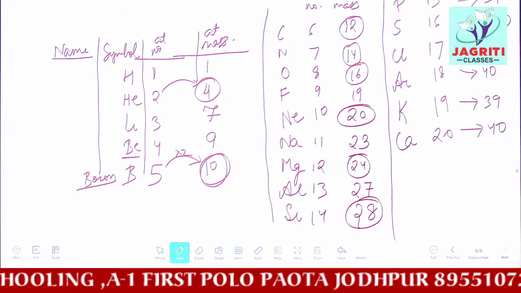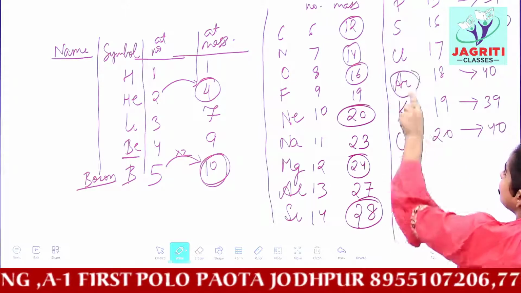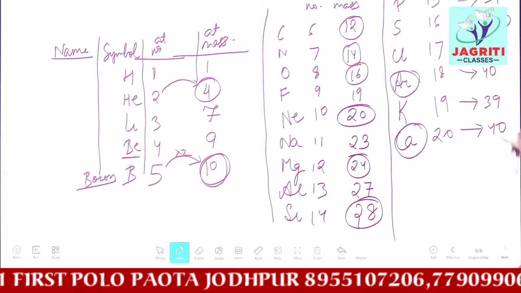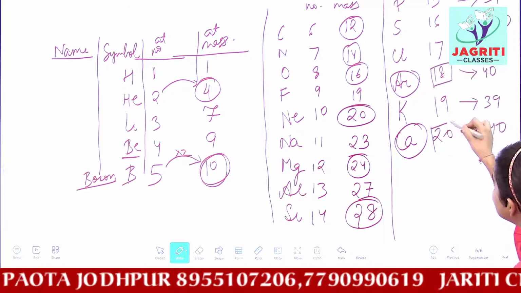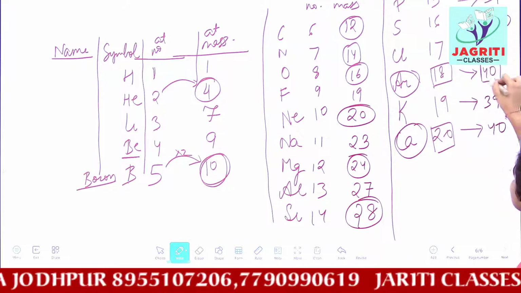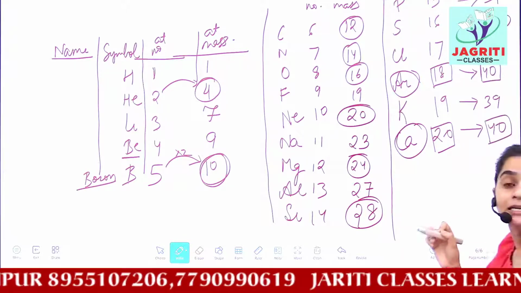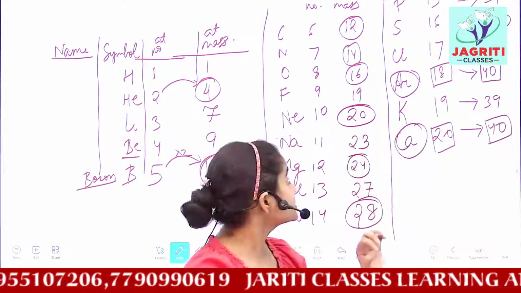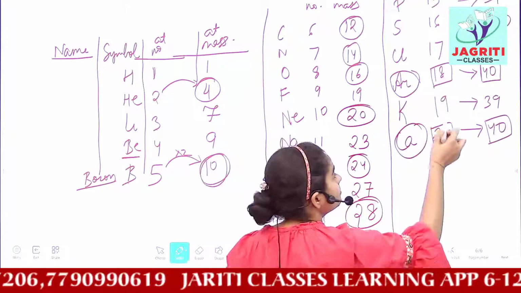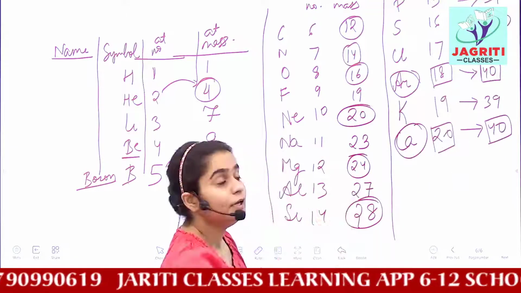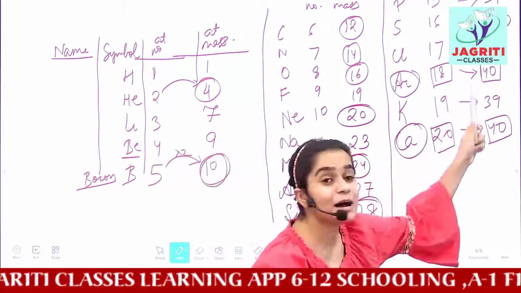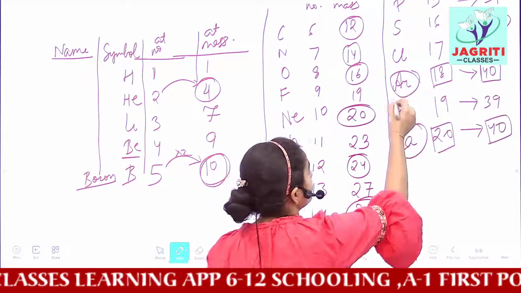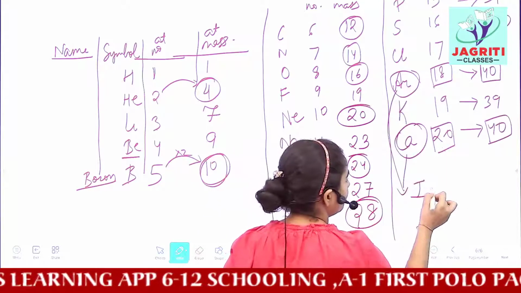We'll study in higher classes that argon and calcium have different atomic numbers. Their atomic numbers are different, 18 and 20, but their mass numbers are the same. Such chemicals which show different atomic numbers but the same mass number are called isobars.